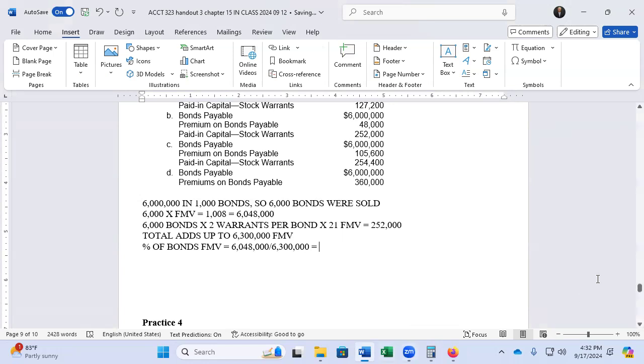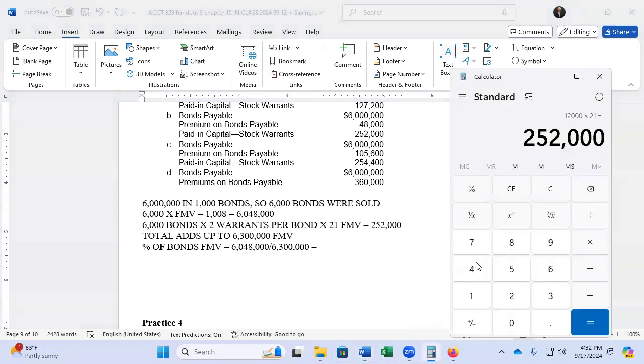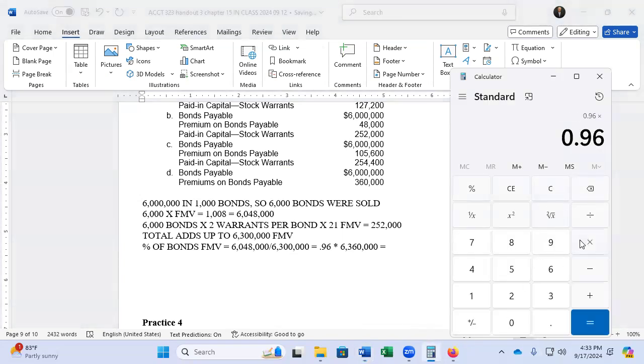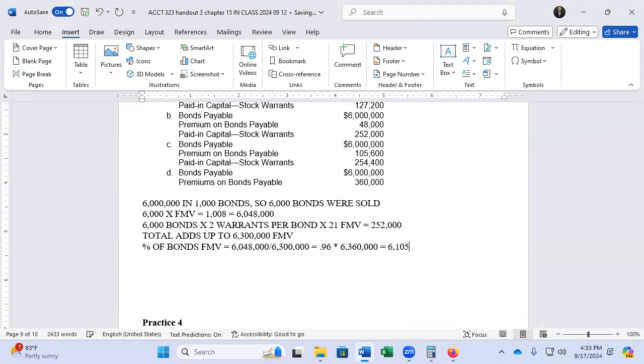And that equals 0.96. And so 0.96 times what we received, 6,360,000. And that equals 6,105,600.